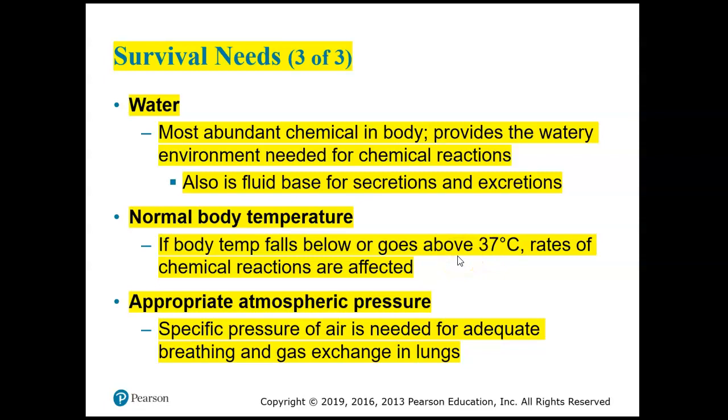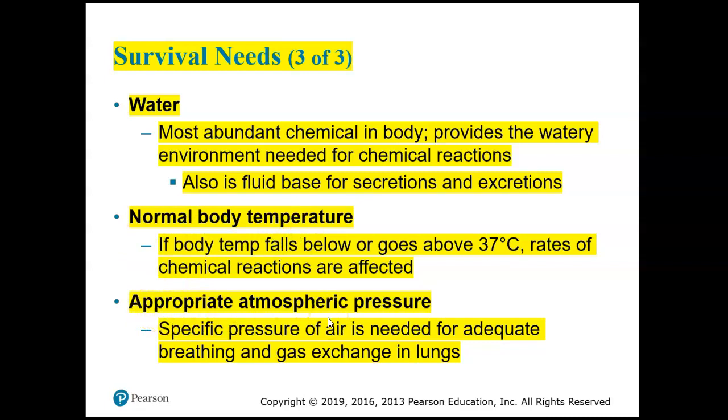your body temperature can drop a few degrees and it can rise a few degrees without it being dangerous. But if it goes too far below or too far above that set point, 37 degrees Celsius, the rates of your chemical reactions are affected. It can actually stop some of the enzymes that speed up these chemical reactions. It can denature them, and so your systems can start to shut down. So normal body temperature is a survival need.